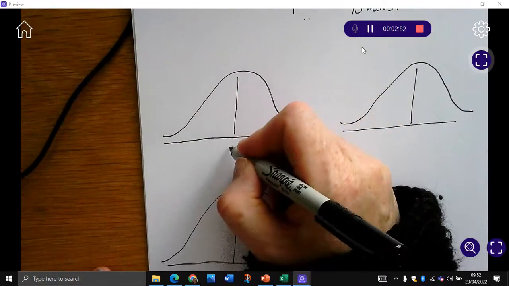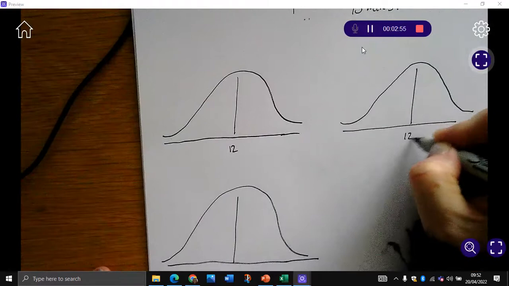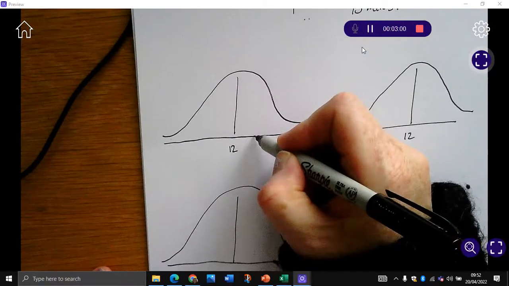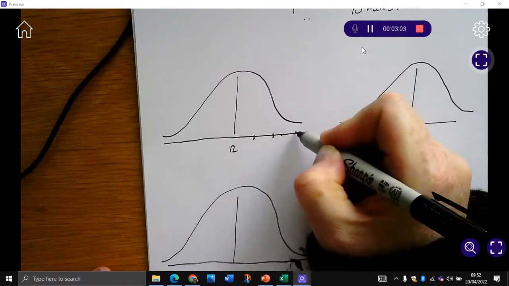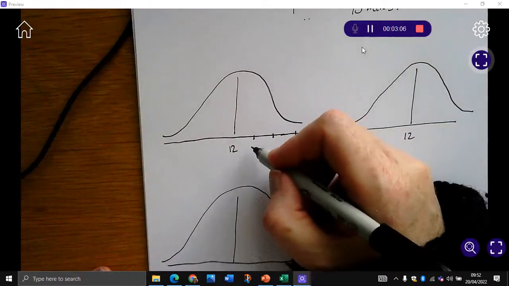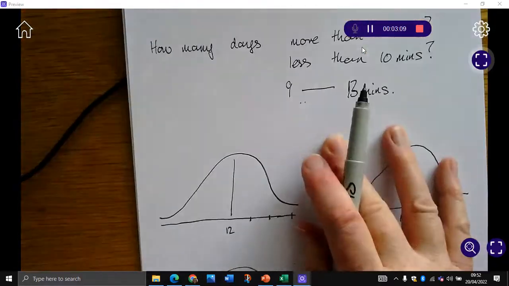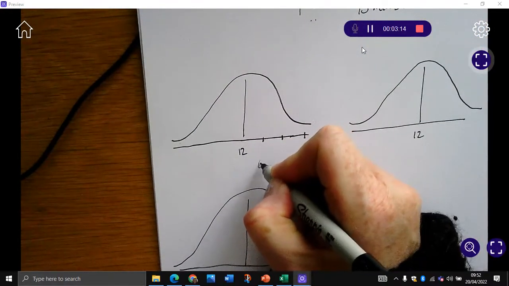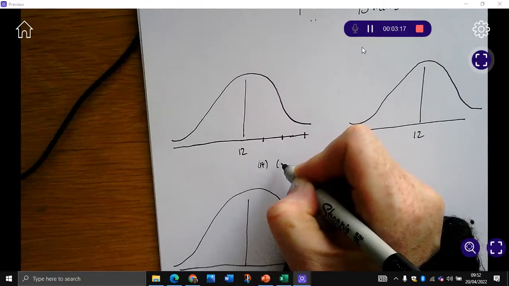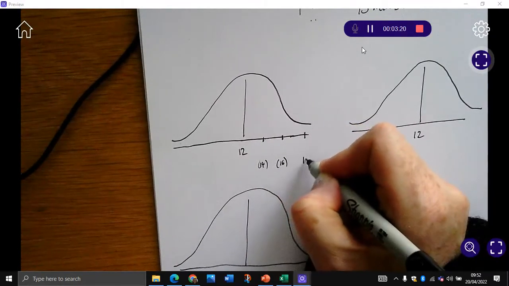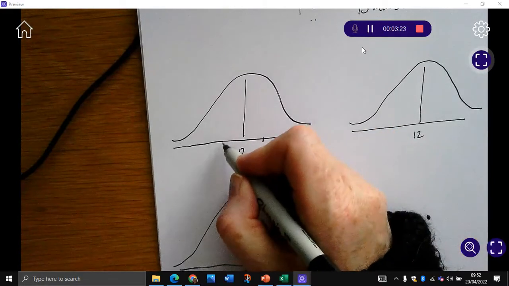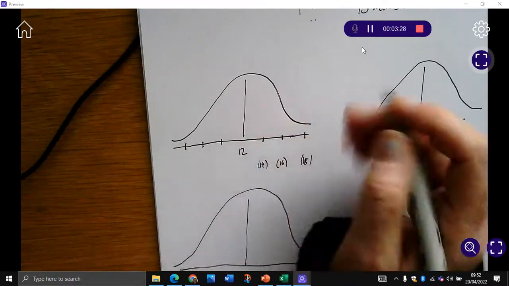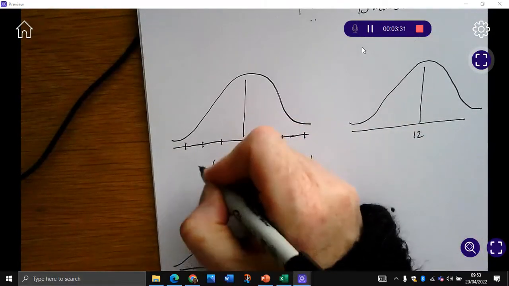So the mean goes in the middle, so that's 12. So the first one, if we were to do the intervals, we've got 14, 16, 18. Okay, so 1 standard deviation. I'm just going up in 2s because that's the standard deviation. I don't want to get it too messy, so that's 14 minutes, 16 minutes, 18 minutes. Then the other side, you've got 10, 8, 6. So I've just divided this up into the standard deviations.